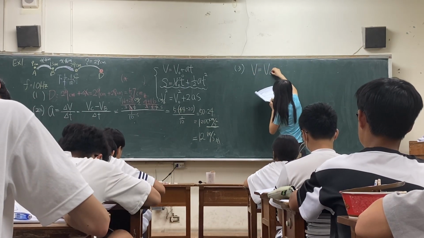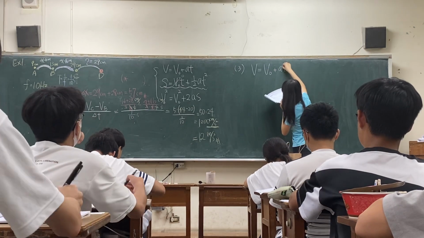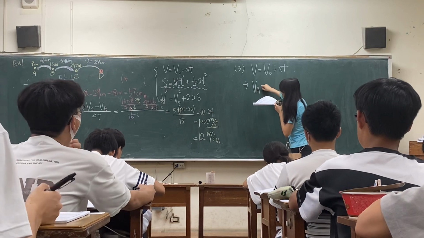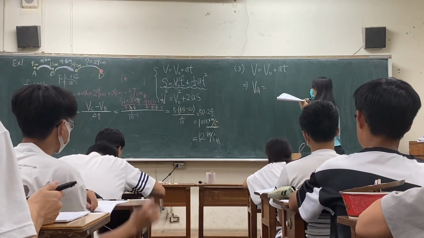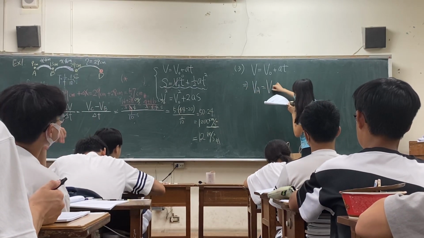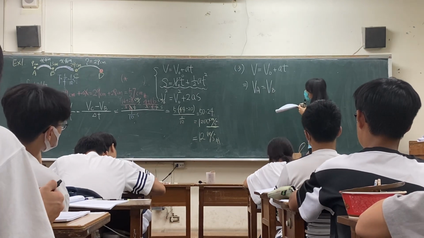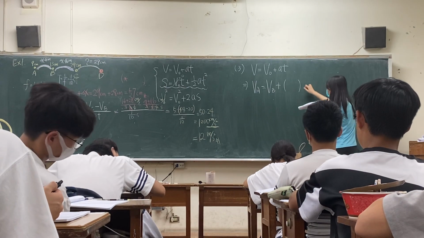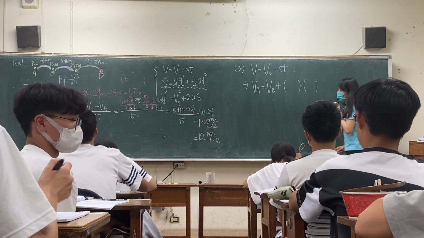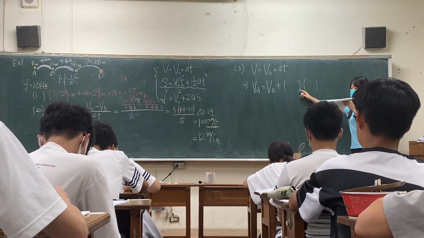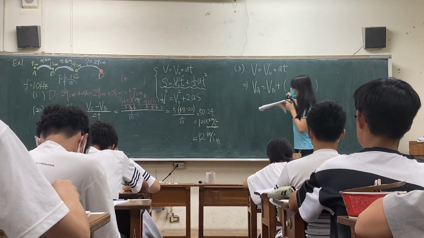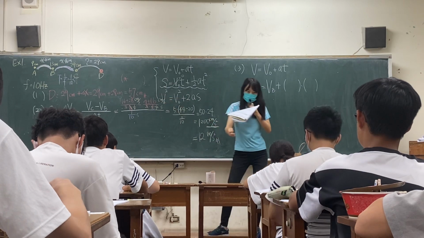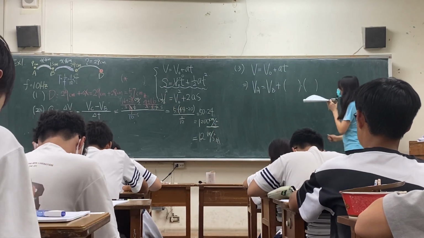V equals V0 plus at. And VA, which is beside VB, right? So it equals VB plus 1. What is the acceleration? And what is the time interval? I think you can insert because A is here, delta T is there. Okay. You can insert by yourself.